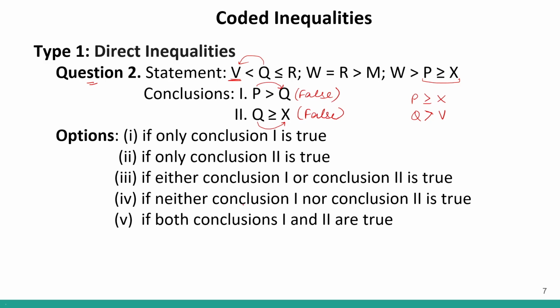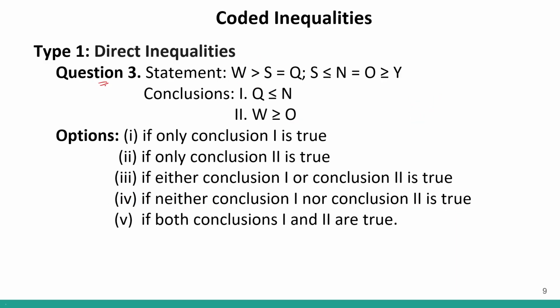So if both the conclusions are false, my answer will be option number 4, that neither conclusion 1 nor conclusion 2 is true. Okay, this will be my answer. Moving on to question number 3. This statement is given to us, two conclusions are given to us, and we have to identify which one is true. So Q is less than or equal to N, correct? So we will move from bigger to smaller, so from N to Q.